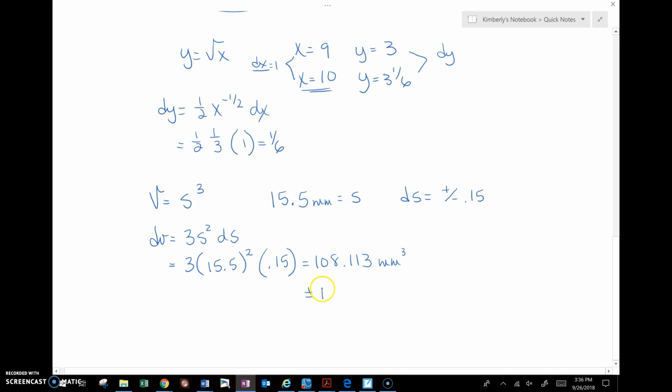So if you are 15 hundredths too much, then you're going to be 108 and 113 thousandths too much, or too little, if each dimension is too little.